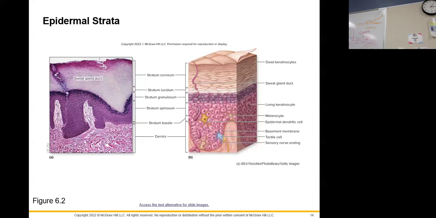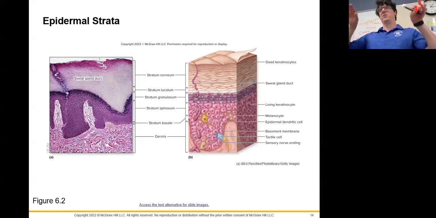We don't need these structures anymore. We're getting too far away from our nutrients. So we're going to start breaking these things down and basically just kind of nuke everything inside the cell with the exception of keratin. Now, our next layer is only going to be found in thick skin.